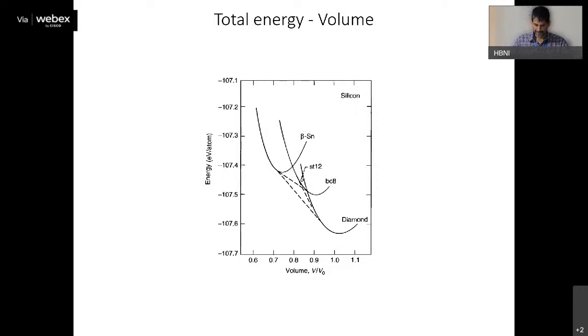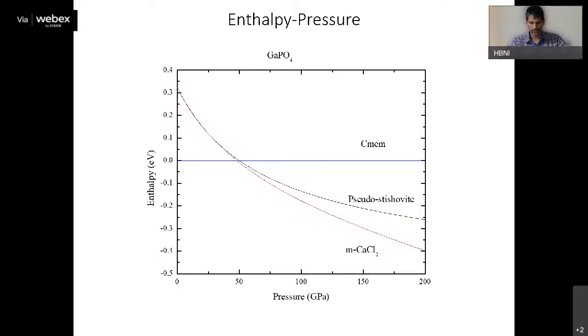So this is an example for silicon, where silicon is simulated, and total energy is calculated with varying volume in different phases, like diamond, BC8, beta tin, etc. And then these calculations can be used to find out the stability of various phases in different density regions or in the pressure region. Or one can use, instead of an energy versus volume curve, an enthalpy versus pressure curve, and basically deduce similar kind of information.